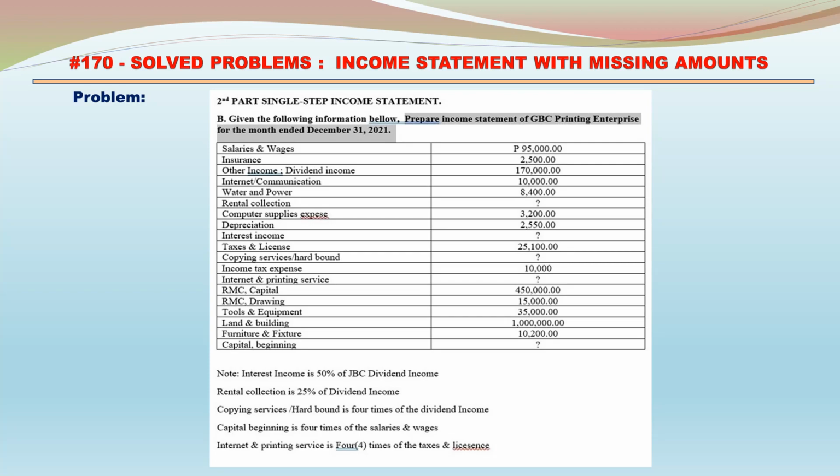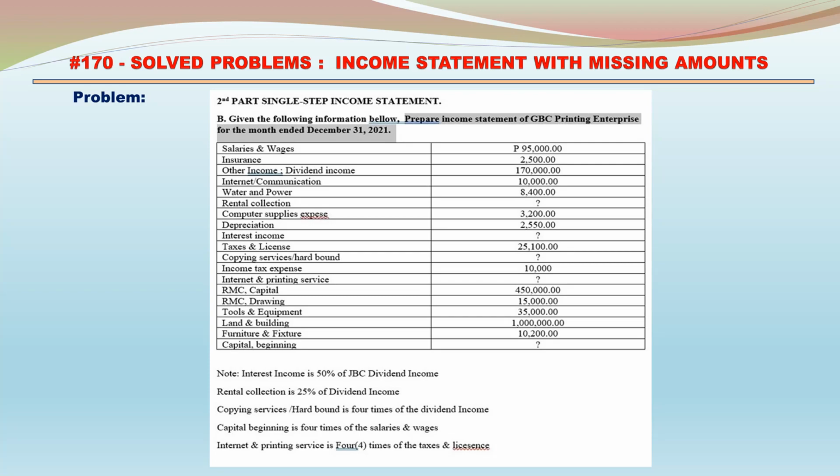Taxes and licenses 25,100. Copying services hardbound dash. Income tax expense 10,000. Internet and printing service dash. RMC capital 450,000. RMC drawing 15,000. Land and buildings 1 million. Furniture and fixtures 10,200. Capital at the beginning dash.